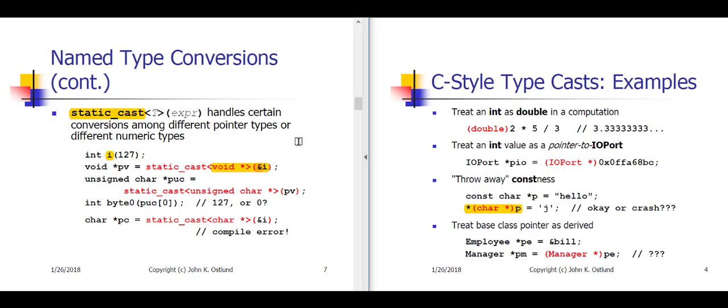In the next static_cast, I'm taking PV and I'm converting that into a pointer to unsigned char using static_cast. So this is the same address. It is originally the address of an int. I've converted that to a pointer to void, and then I've converted that into a pointer to an unsigned char. Why would we ever do such a thing?